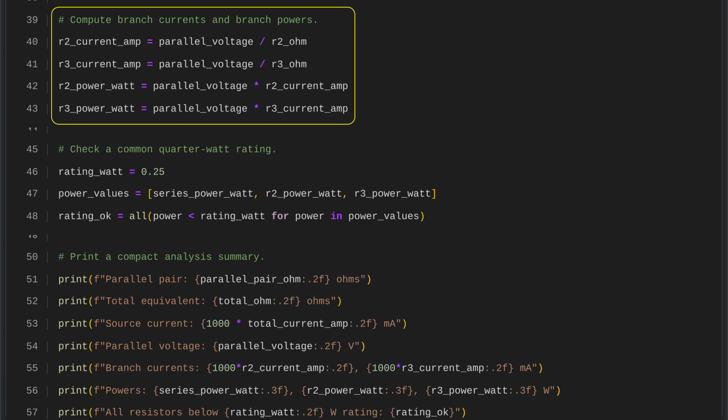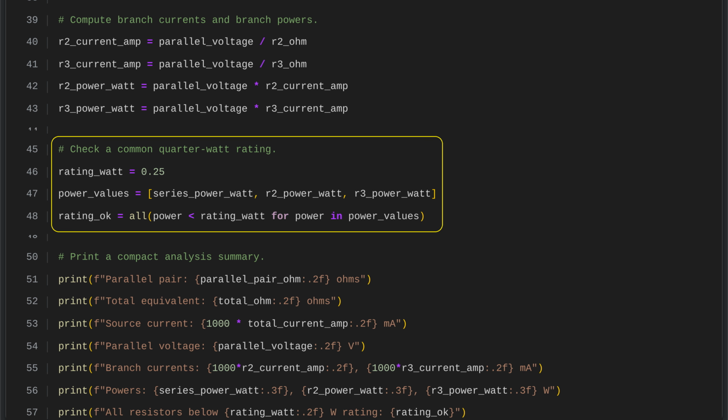in its branch. These calculations show how much current and energy each component handles, helping confirm that both resistors operate safely. A quarter-watt power rating is used as the safety limit for each resistor. The power dissipated by the series resistor and the two parallel resistors is checked against this limit. If every resistor stays below the rating, the circuit is considered safely within its power limits.